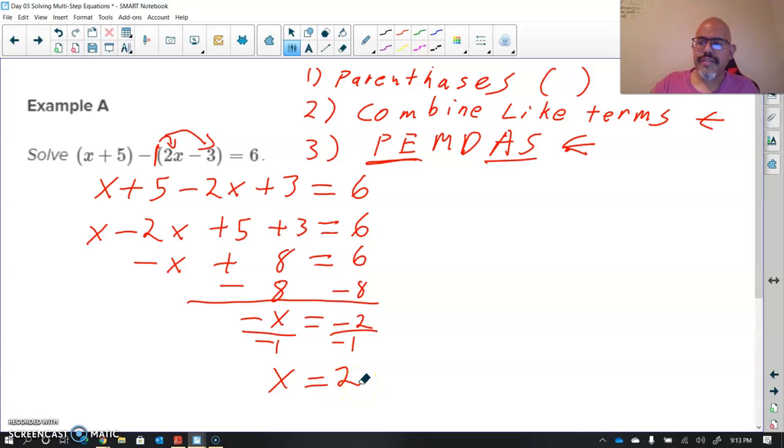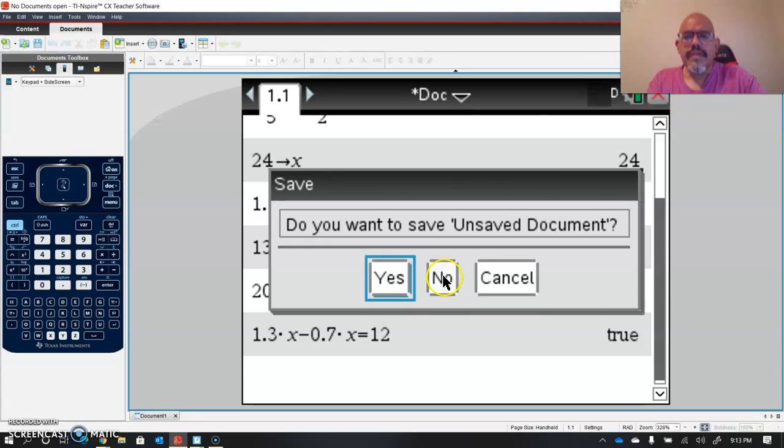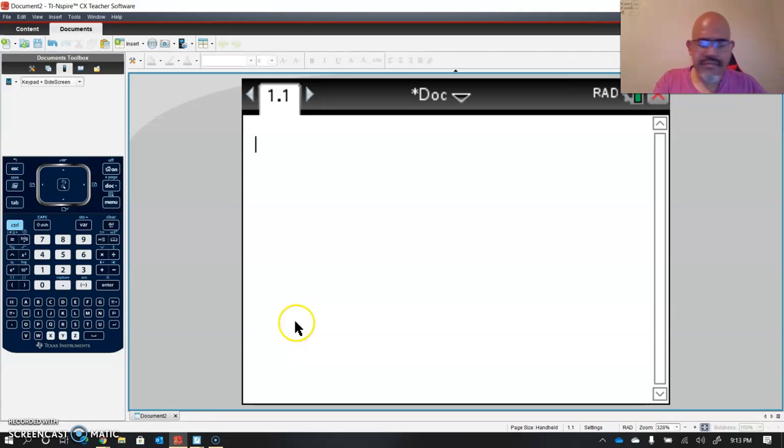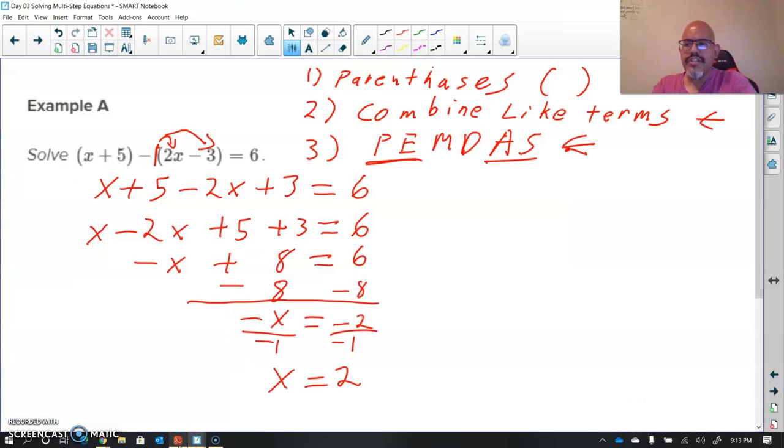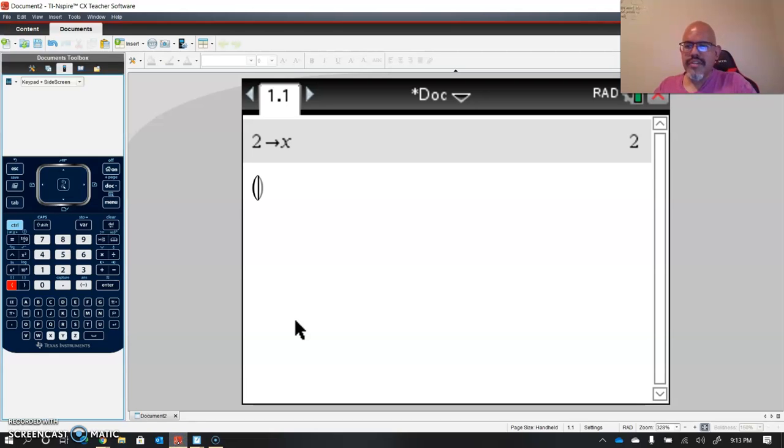So now I'm going to check if this is true. Okay, so we're going to bring up our calculator. I'm going to take 2 and store that into x. Now the way to get to the arrow is hit Control and then var. Now I'm going to go ahead and put my original equation. So let's see, parentheses, x plus 5, close parentheses, minus, open parentheses, and that's going to be 2x minus 3.